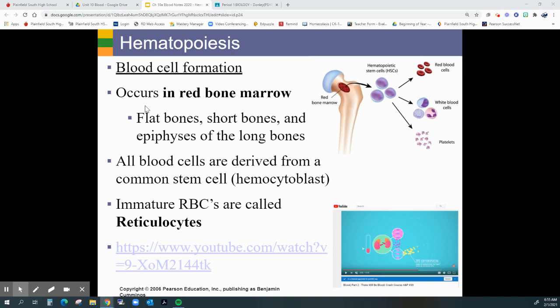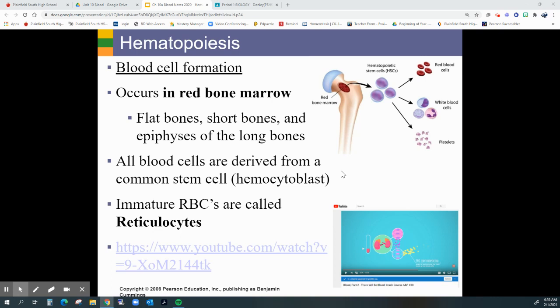So red marrow shows up in most of our flat bones, so bones like our sternum, pelvis, and also our scapulas. Short bones, we see a lot of that in, say, the bones of your fingers. And then right at the epiphysis, which is the end of the bone, of long bones like your femur and humerus, right up at the top, there's a lot of red marrow. And then down at the bottom there's also marrow.